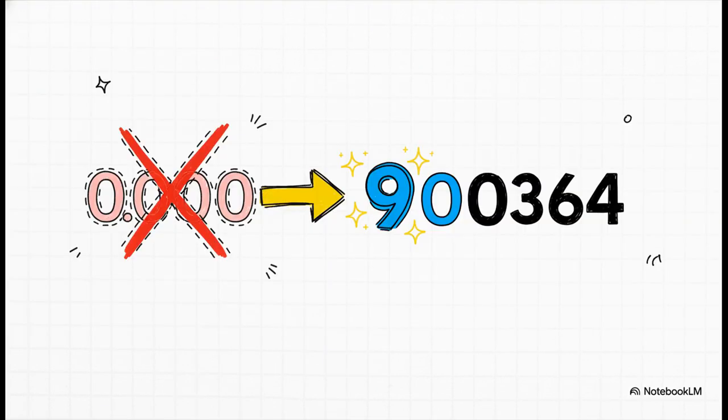Okay, so rule number 1, zeros at the beginning of a number, they don't count as significant. Take a look at this example, 0.00900364. See those first 3 zeros right at the start? They're basically just placeholders. They are not significant. That means our very first significant figure in this number is the 9.